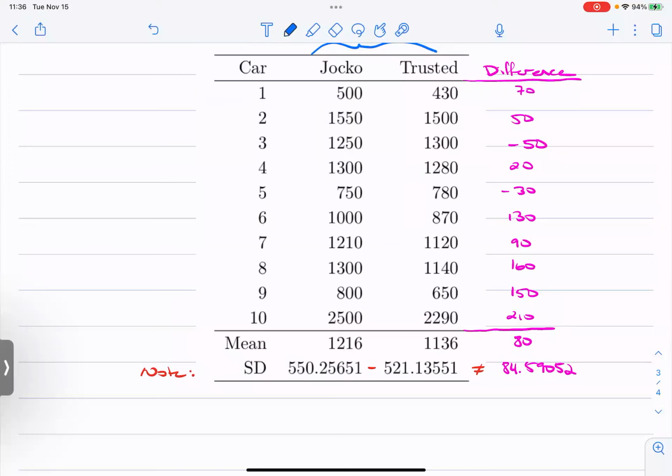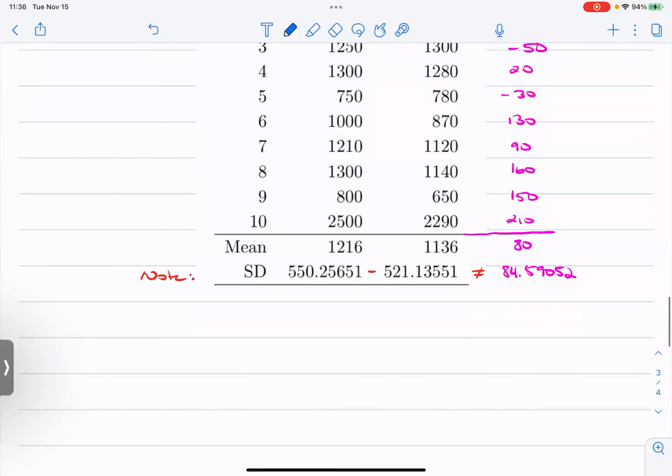Remember, for a one sample mean problem, I need to know the mean, I need to know the standard deviation, and I need to know the sample size. We have all that now. 80 is the mean of the differences. Usually to highlight that it's for the differences, I do a little subscript diff. And the standard deviation of the differences, so S diff.